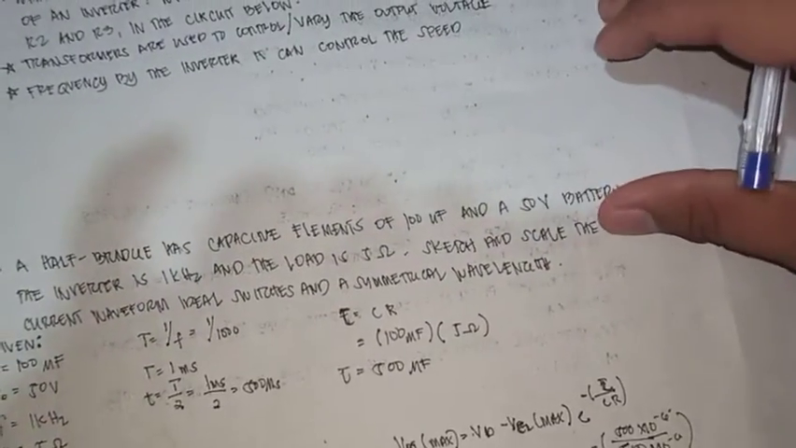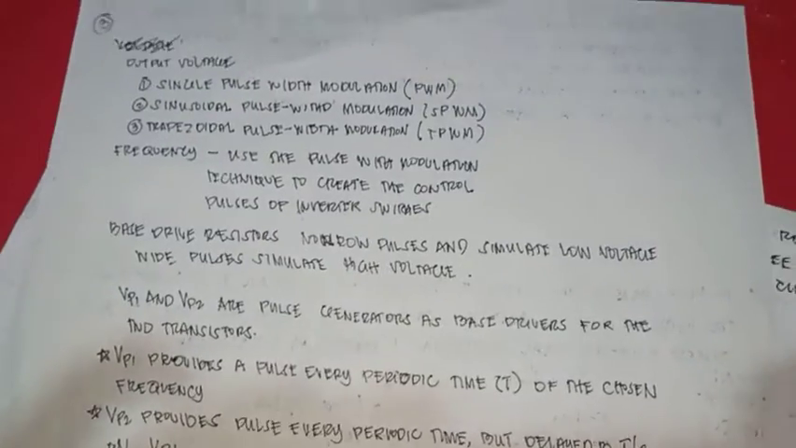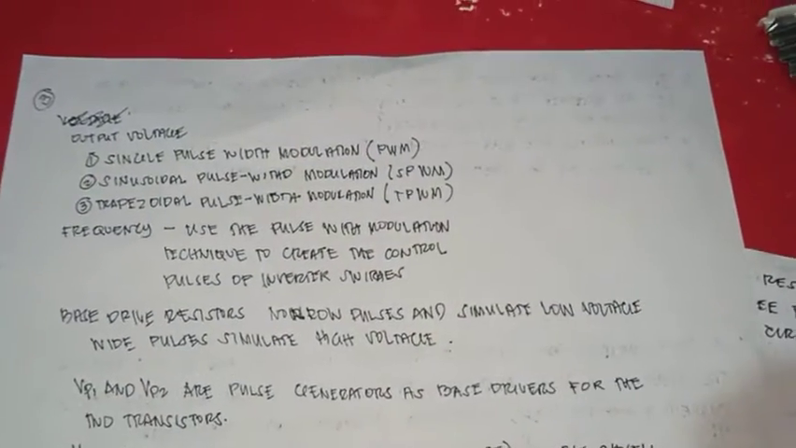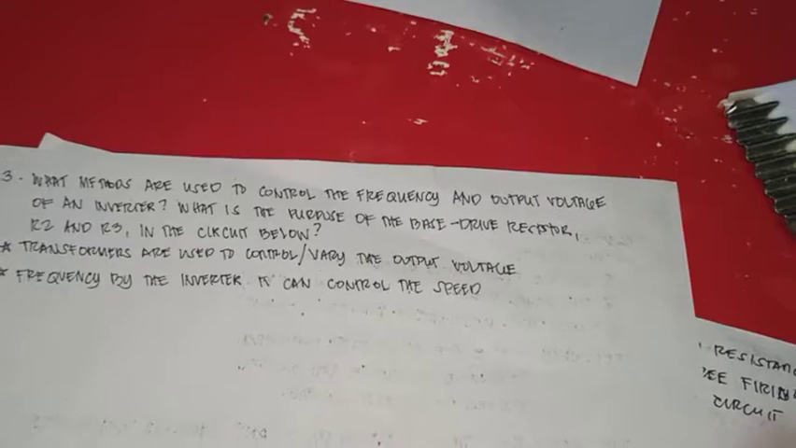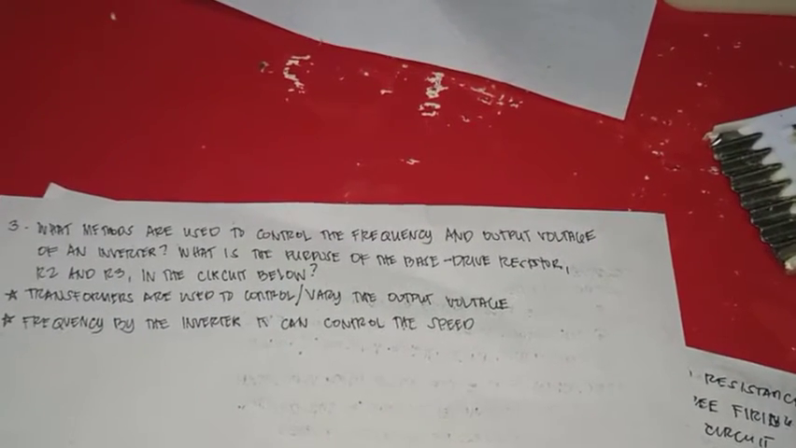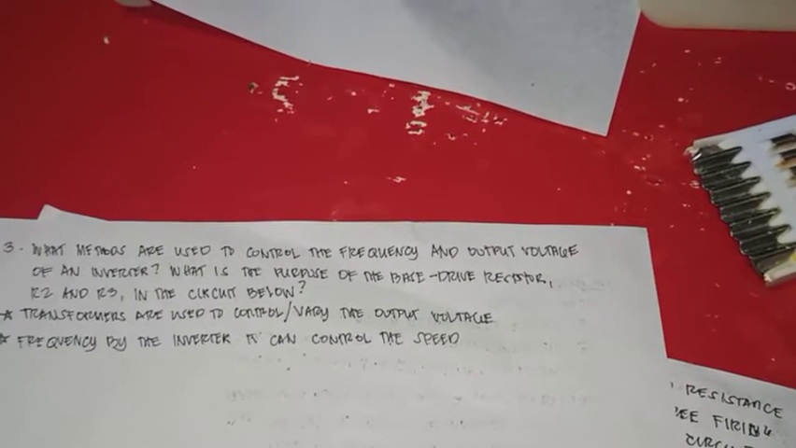Next is this. Single pulse. What methods are used to control the frequency and output voltage of an inverter? What is the purpose of the base drive resistors R2 and R3 in the circuit below?